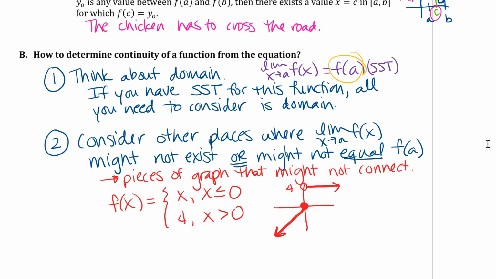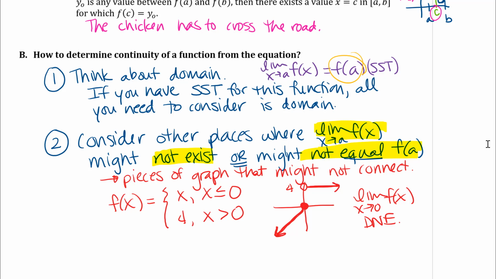And so you can just visualize what the graph looks like here and realize that those two pieces are not going to connect. Mathematically, what I could think about is which of those two reasons would it be that the limit does not exist, or that the limit exists but it's not equal to f of a. All right, so for this one it's pretty easy to see that the limit as x approaches 0 of f of x does not exist. So this function would be discontinuous at x equals 0 because that limit does not exist.